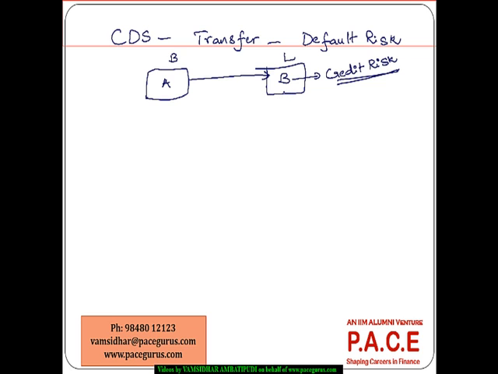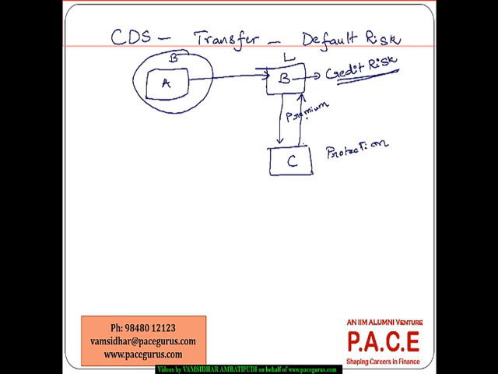Now here B is trying to take a protection from C, by paying some kind of a premium to C. Now what C does, in case A defaults, C says, I'll compensate you for the amount that is defaulted by A. And that is what is a credit default swap.